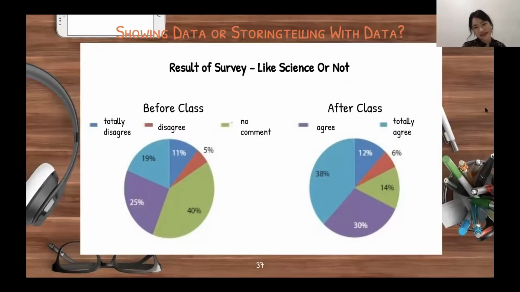And what is the storytelling about? I think the graph is trying to show students' interest in the class, in the science subject before and after class, and how their opinion changes. And it could also be attributed to the teacher's performance, I would say, in how the class is conducted, or whether the class is good or not.